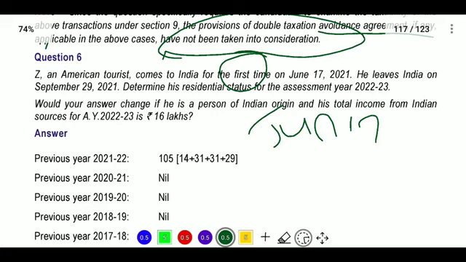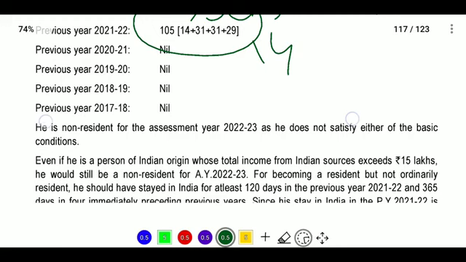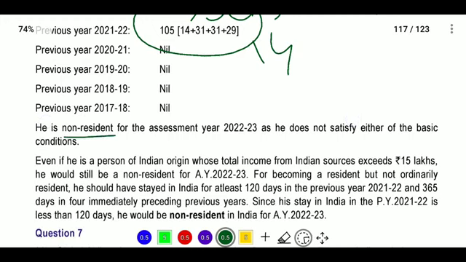For June it is 30 days, no? June means 30 days. So 30 minus 16 becomes 14 days, plus July 31, August 31, September 29. So in total 105 days he stayed in India. What would be your answer if he is a person of Indian origin and his total income from Indian sources is 16 lakhs? If he is a non-resident and does not satisfy either of the basic conditions, then he will be treated as non-resident.